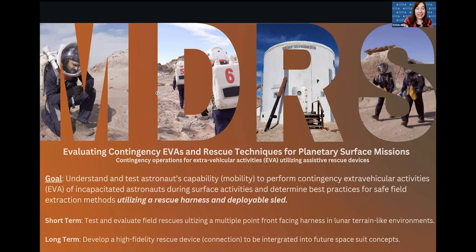Okay. All right. So at MDRS, we tried one more time. As you can see here, we started to become a lot more specific with our goals. We knew the harness was good. We knew the sled was good. So we wanted to engineer a harness that was made specifically for a spacesuit with multiple connection points. And then we tried to analyze what are those best connection points for picking someone up.